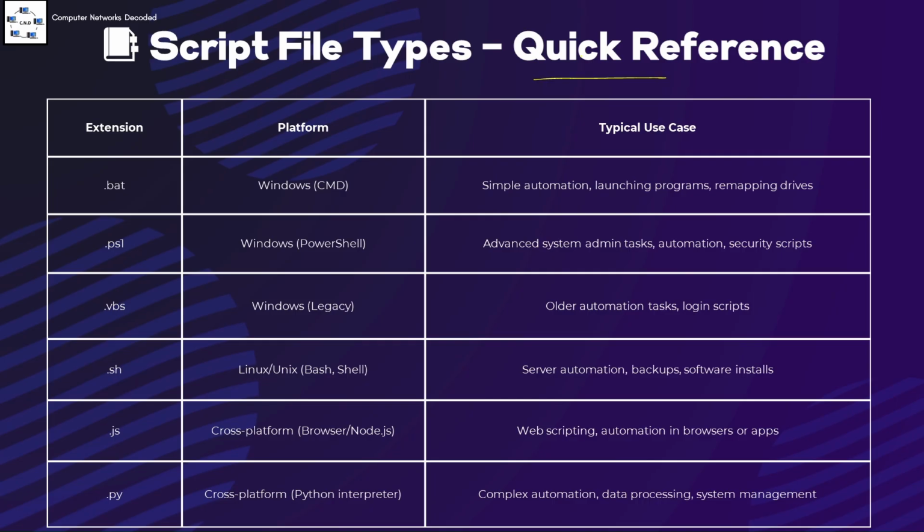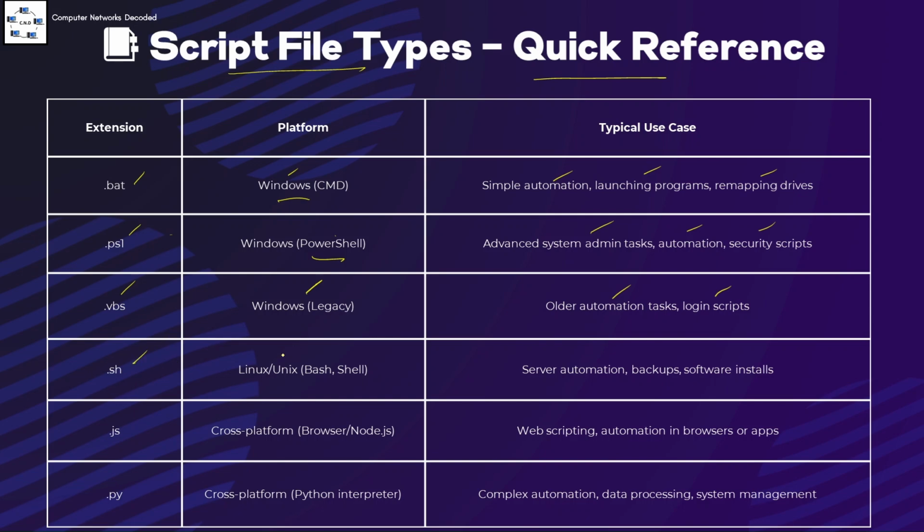So now a quick reference for different script file types. As we studied, .bat is used on the Windows platform in the CMD CLI, and is typically used for simple automation, launching different programs, and remapping drives. .ps1 is again Windows, and these are PowerShell scripts used for advanced system administration tasks, automation, and security scripts. .vbs is again a Windows script, but it is legacy and was used in older Windows versions. They were used for older automation tasks and for different login scripts.